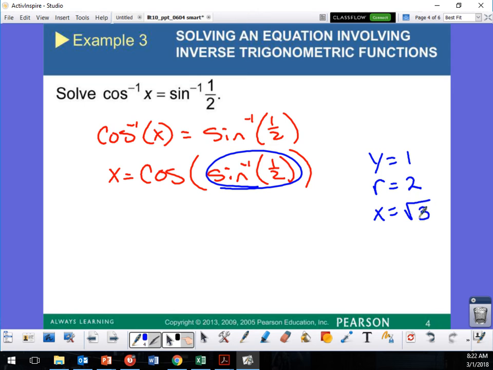Now, given this information, what is the cosine? Rad 3 over 2. So cosine is rad 3 over 2. So x equals rad 3 over 2. Yay.